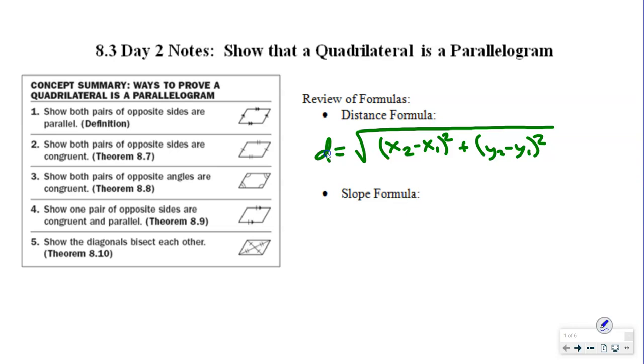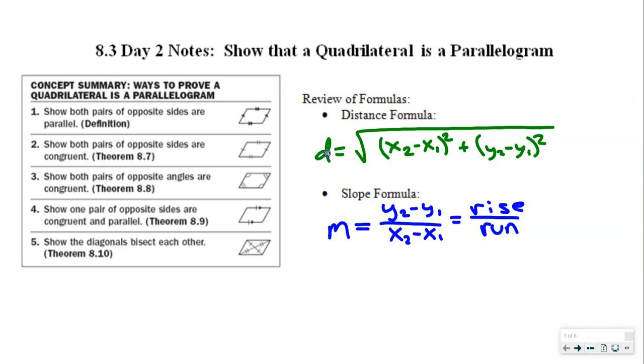And then the slope formula. We want to be able to find slope of some lines. So remember slope formula. Slope is always represented as m for slope. M equals y2 minus y1 over x2 minus x1. And that is also rise over run. Use rise over run to remember you're putting the y's on top and the x's on the bottom. So distance formula and slope formula.